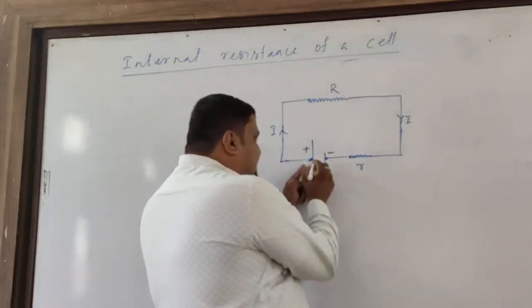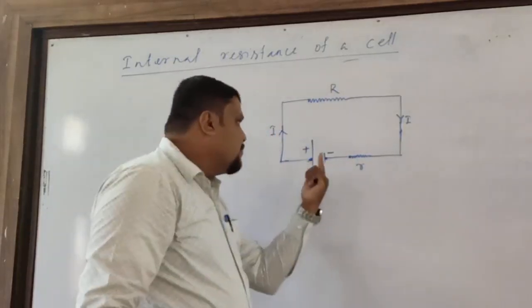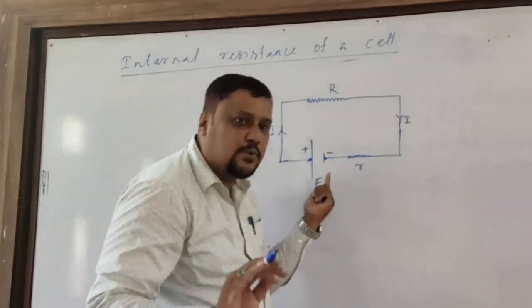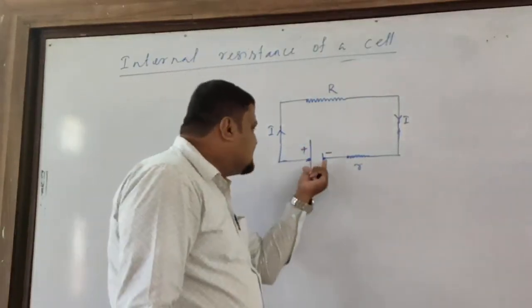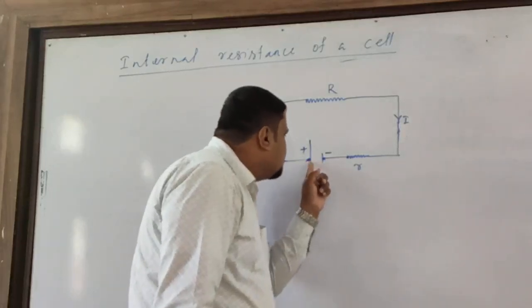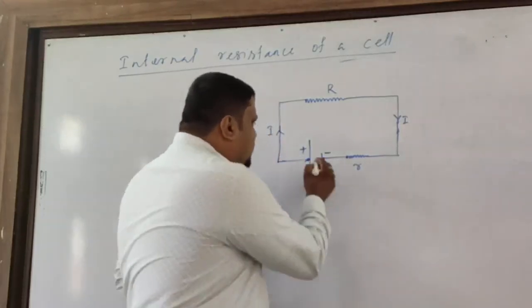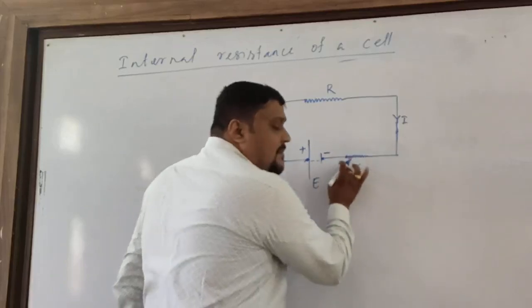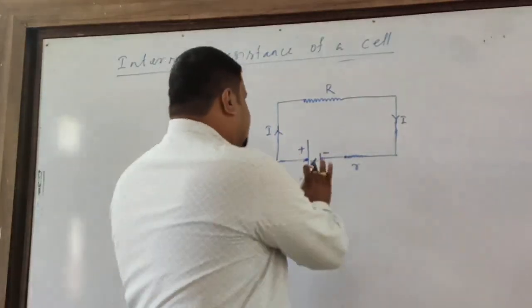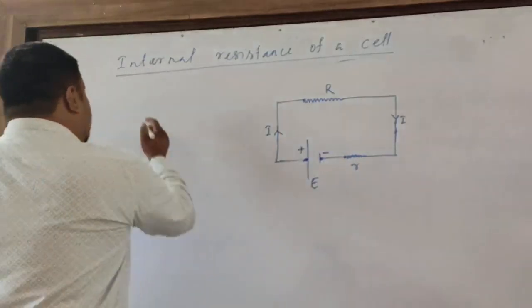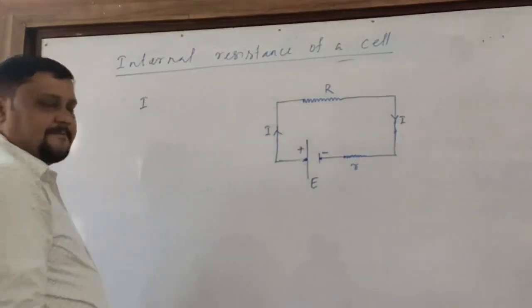When the electron is inside the cell, it should move from positive to negative. To do that, work has to be done; energy is stored and energy is given, so that the electron moves from positive to negative. When the electron moves from here to here, it meets some internal resistance, some opposition given by the cell. So from this concept, what is the current I?